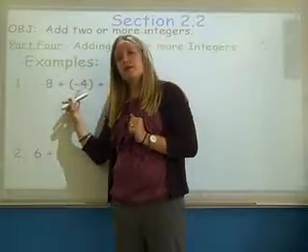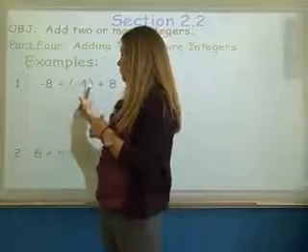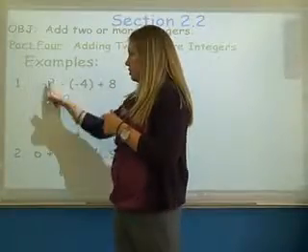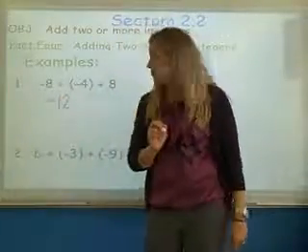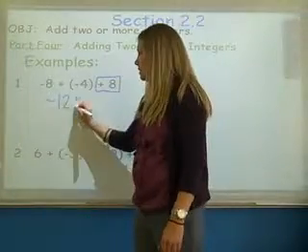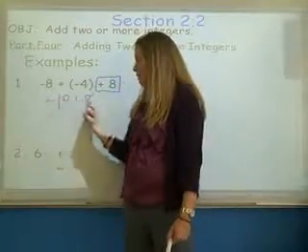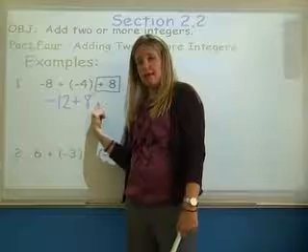These are the same sign. Same sign means you put them together and keep their sign. 8 and 4 is 12, negative, keep the negative. Bring down the part that we didn't work with, plus 8. Now here's your new problem: -12 plus 8.